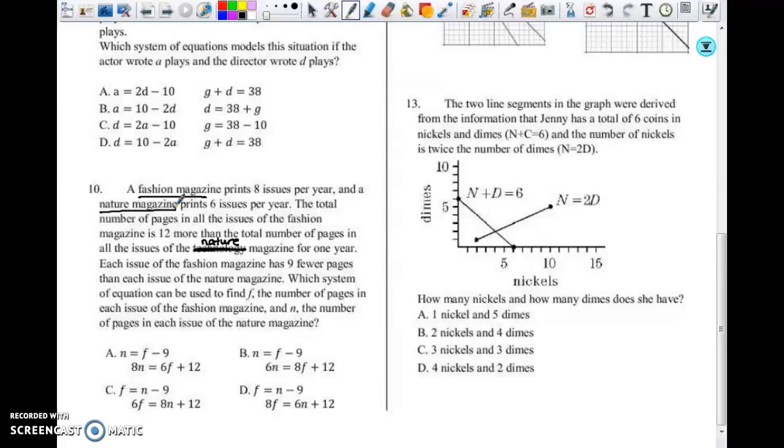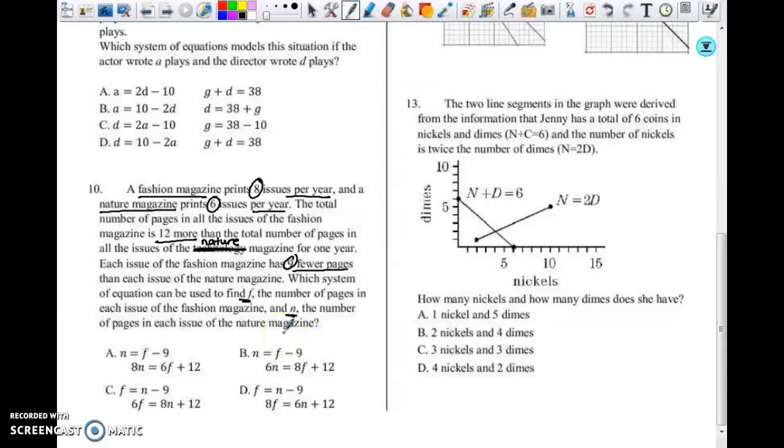So a fashion magazine prints 8 issues per year. So fashion, all right, and a nature magazine prints 6 per year. The total number of pages in all the issues of the fashion magazine is 12 more than the total number of pages in the nature magazine. Each issue of the fashion magazine has 9 fewer pages than each issue of the nature magazine. Which system of equations can be used to find F, the number of pages in each issue of the fashion magazine, and N, the number of pages in each issue of the nature magazine? So F for fashion, N for nature.